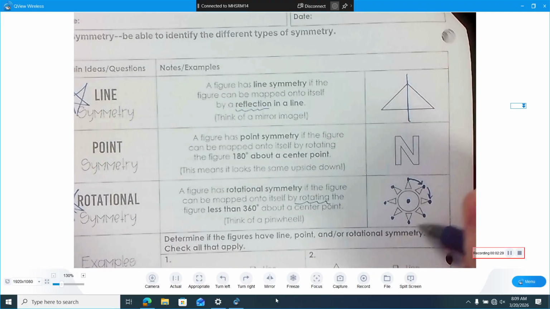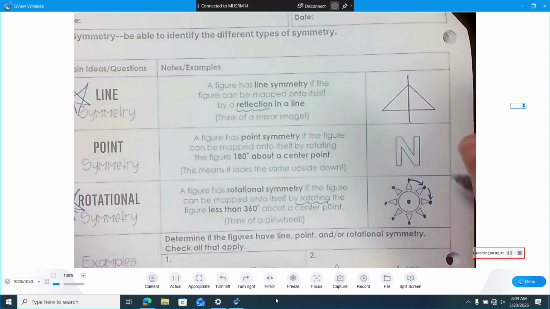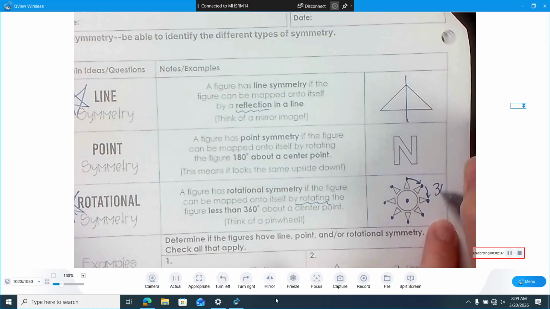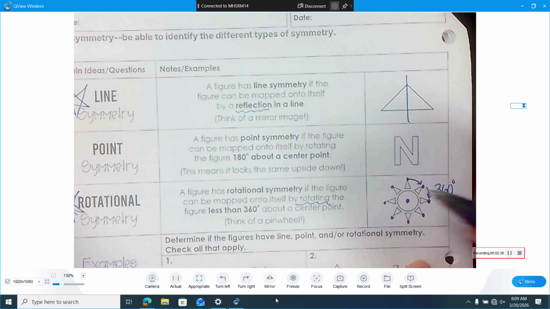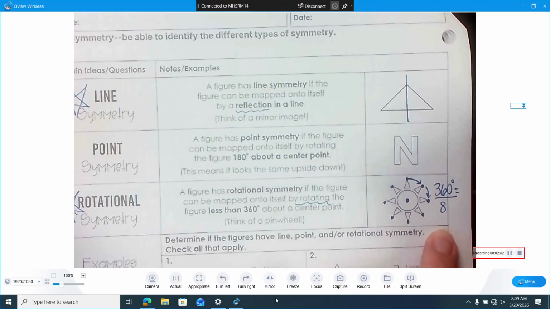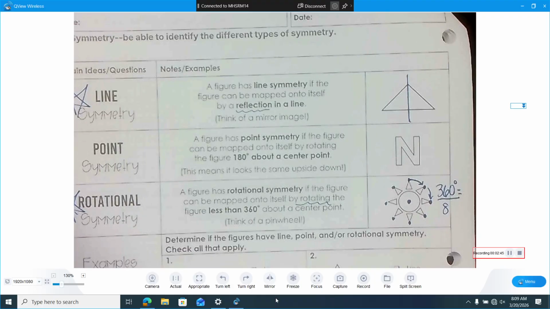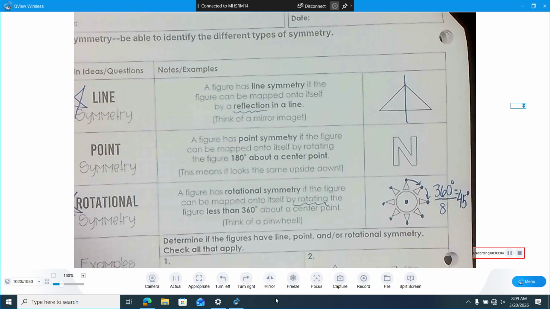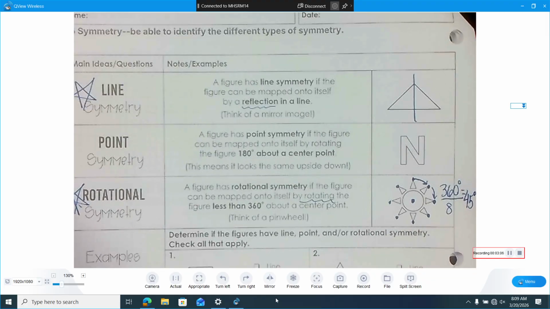So how many points do we have here? 1, 2, 3, 4, 5, 6, 7, 8, I think would do it. And so how many degrees are there in a circle? 360, yeah. So we can take 360 degrees and divide that by our 8 points. And will someone math that for me? 45. Okay, cool. So then this would have rotational symmetry with a minimum degree of 45 degrees.